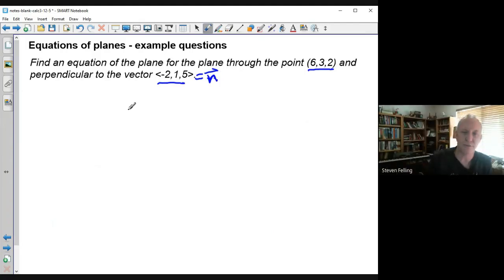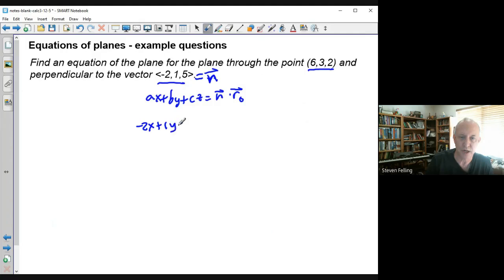All right, so now that I have the normal vector, the form for this equation is going to be ax plus by plus cz equals the normal vector times the initial vector, okay? And so the a, b, and c are just going to come from the normal vector, the direction vector. So this is just going to be negative 2x plus 1 times y plus 5 times z equals the normal vector, which I'll write again, negative 2, 1, 5.